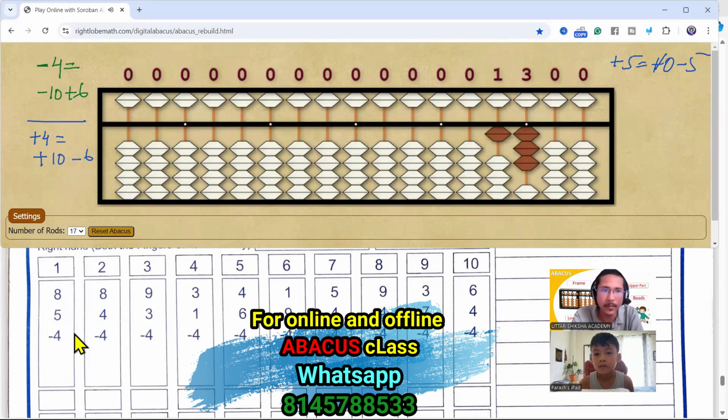Okay. Now minus 4. This is a new thing. So there are 3 bits only. 4 bits are not available. So we cannot subtract 4 directly. So what do we have to do? We have to do minus 10 and plus 6. Minus 10 plus 6. What is the answer? 9. 9. Yes.